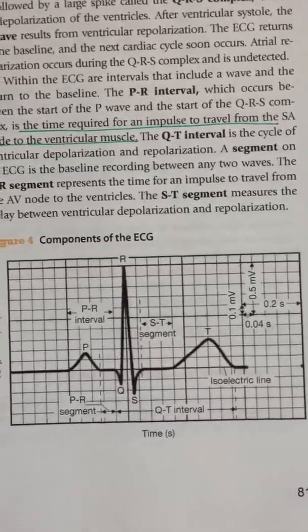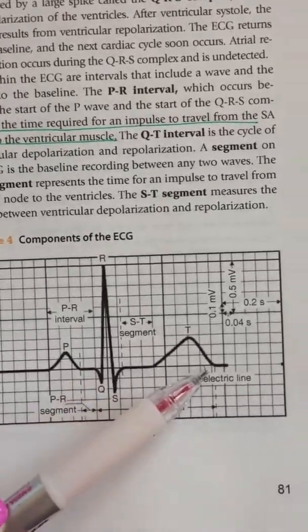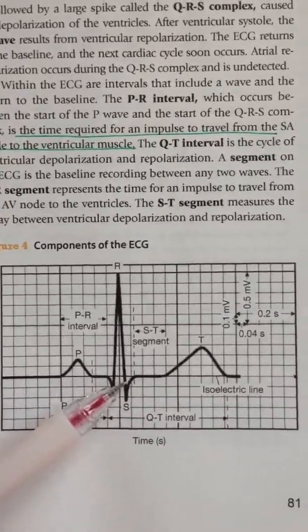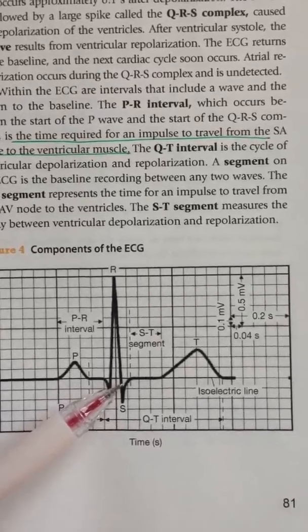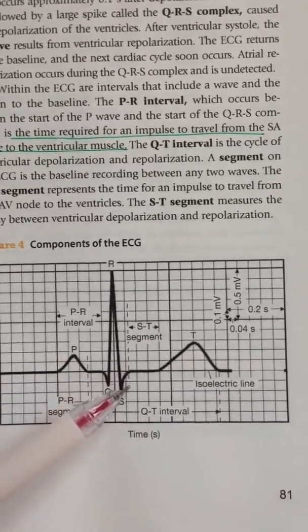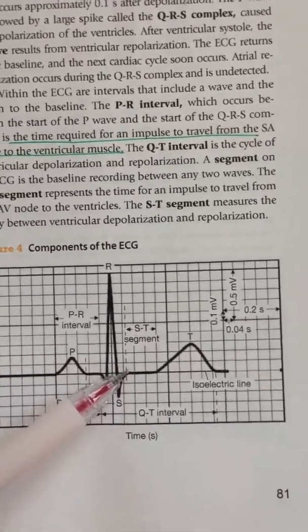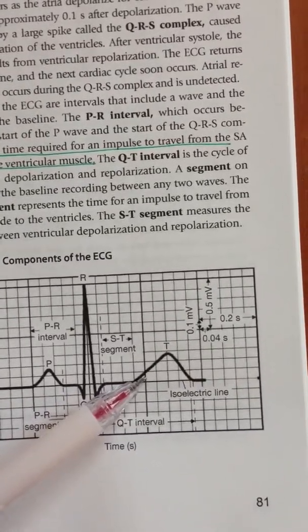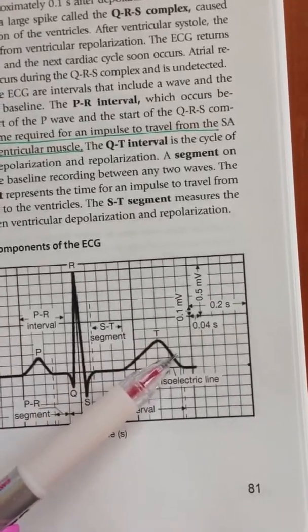The ST segment measures the delay between ventricular depolarization and repolarization. So when ventricular depolarization stops right here, it's measuring how long it takes for the ventricle to repolarize again.